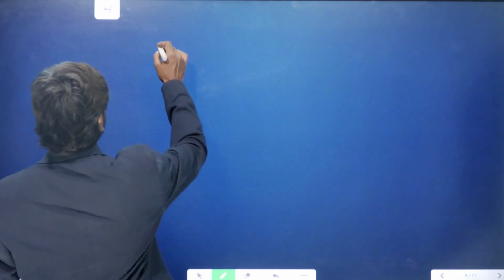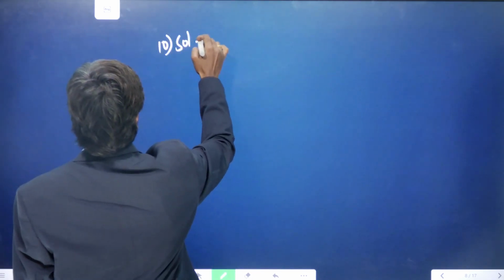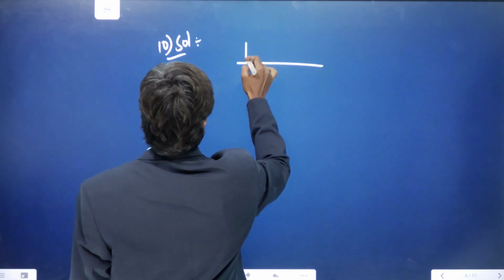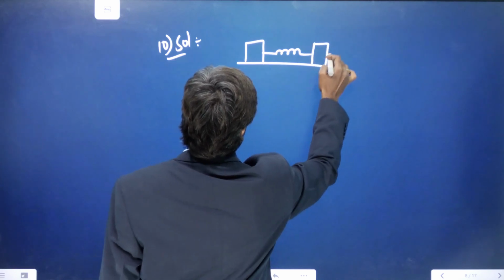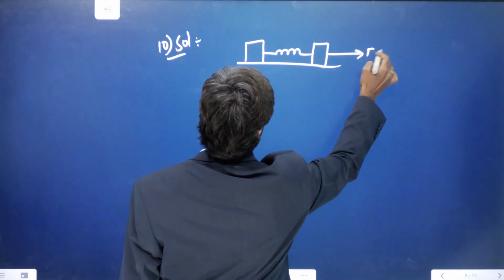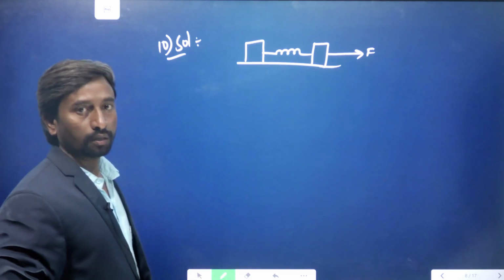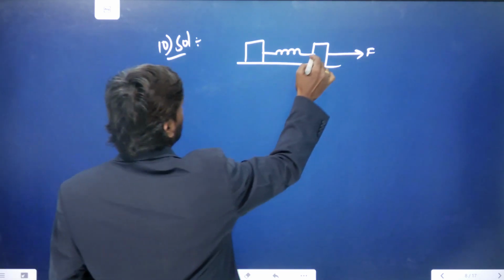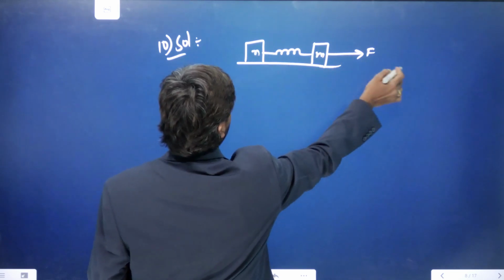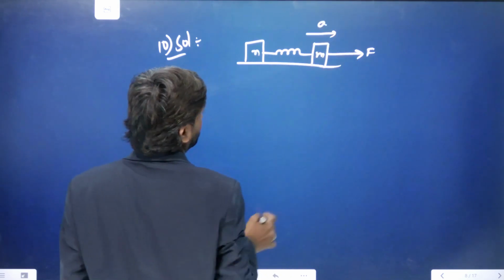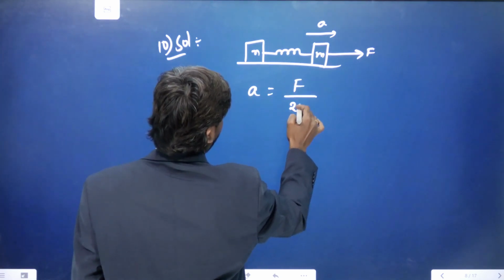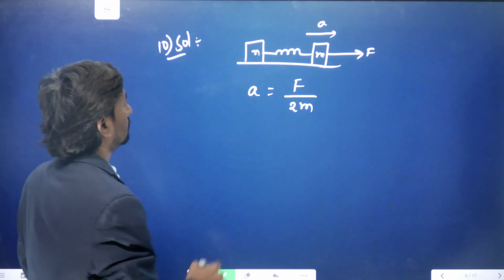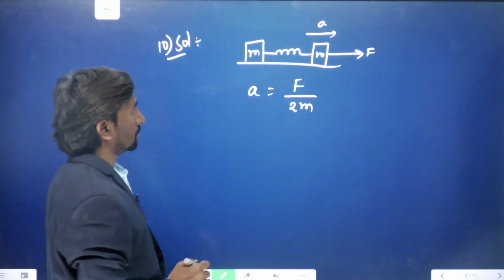Now the 10th one is given here, 2 blocks. So 2 blocks of mass M, another block of mass M, and here a constant force is applied. If the force is applied here, this whole system will move with acceleration A. So we can write F by M plus M, that is 2M, so the acceleration will be F by 2M.